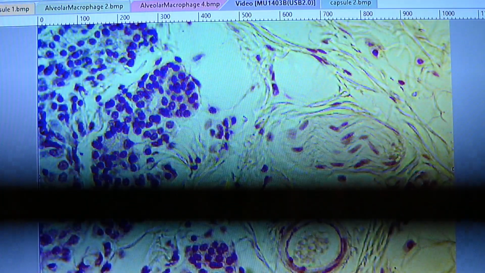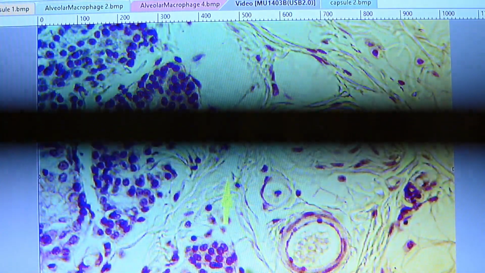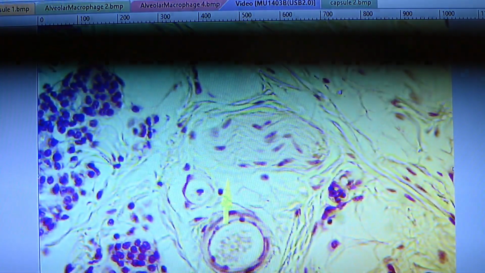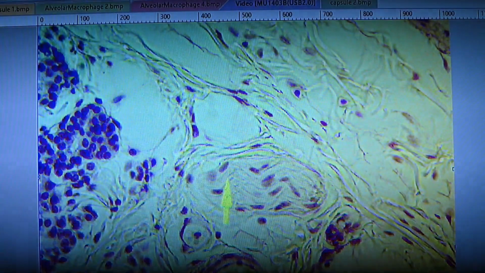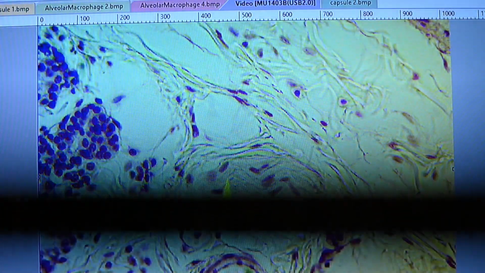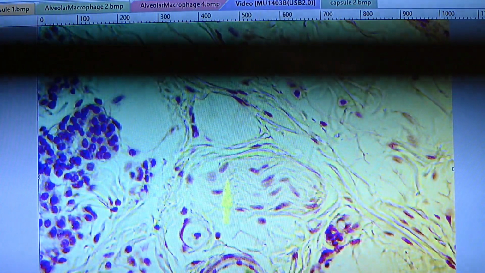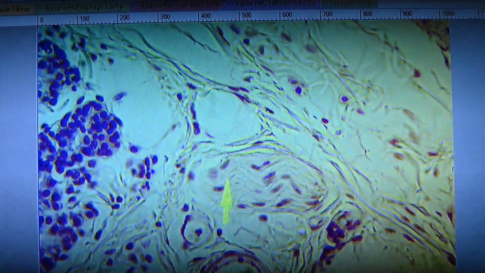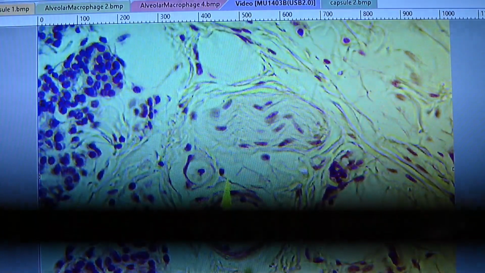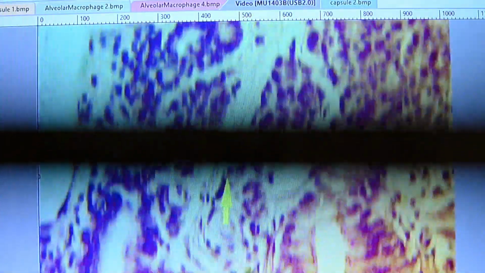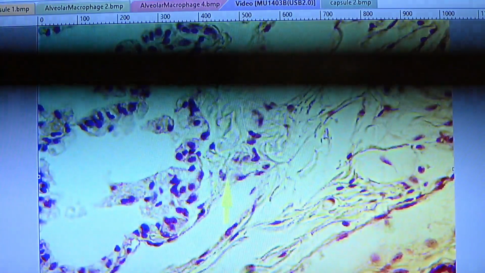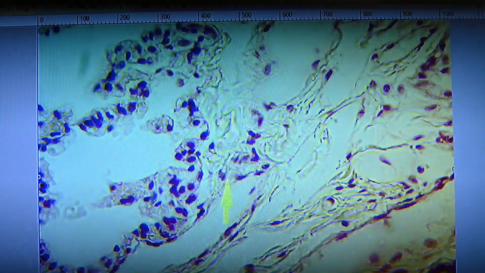Now we're going to look for a smaller passage. Oh, here's a nerve while we're at it, right here. The nerves generally follow the larger bronchial passages down into the lung, follow the same pathway as the vessels and the airways. So now we're going to look for a smaller air passage.